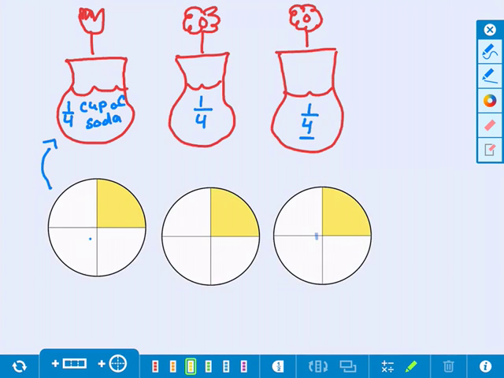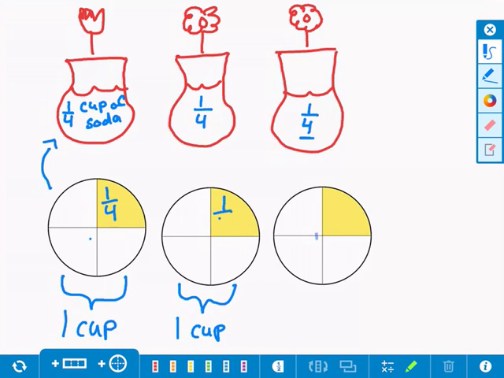Okay, and each one has 1/4. So my whole represents 1 cup because we only need 1/4 of a cup. So each of these fraction circles represent 1/4, but if I had them all filled in, it would be 1 cup. So if I put these all together and I added these, all the denominators are the same, so 1 plus 1 plus 1 would give you 3. 3/4 of a cup.